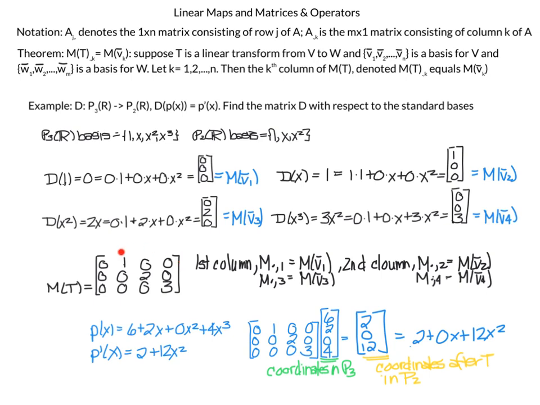To illustrate how this matrix of a transformation works, let's say we have a polynomial in P3.